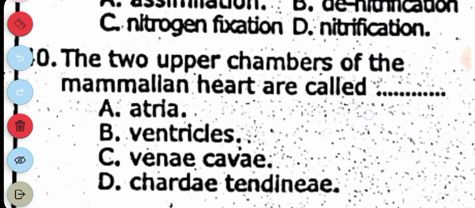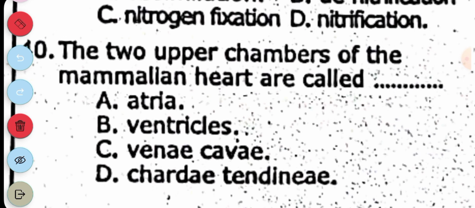Question 40. The two upper chambers of the mammalian heart are called A. Atria, B. Ventricles, C. Vena cava, D. Chordae tendineae. And the answer to question 40 is A.